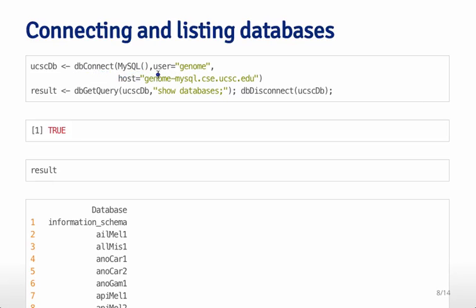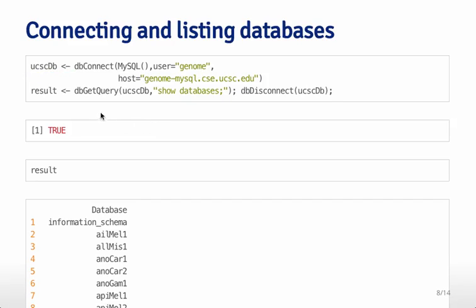And so you saw from the page on the previous slide that the user that we're going to pass it is genome. And then you're going to pass it the host, which is just where the MySQL server is. In this case, it's this web address here. So what this does is it opens a connection, and that connection is given this handle, ucscDb. You should always assign each connection a handle.